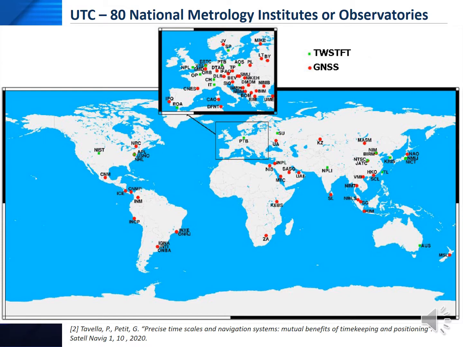This figure shows the laboratories that contribute to UTC generation and the respective techniques used for time transfer. GNSS and Two-Way are the two main time transfer techniques. Note that there is no Two-Way link in Latin America.